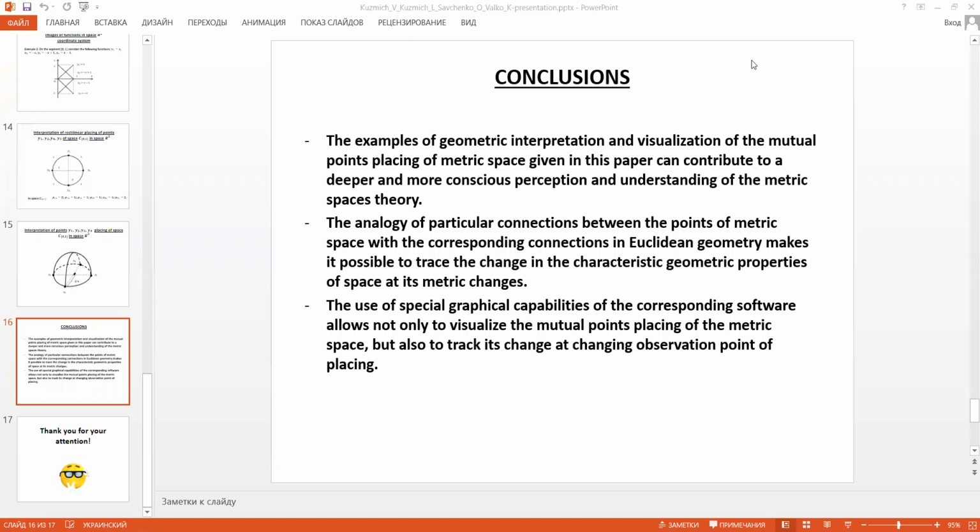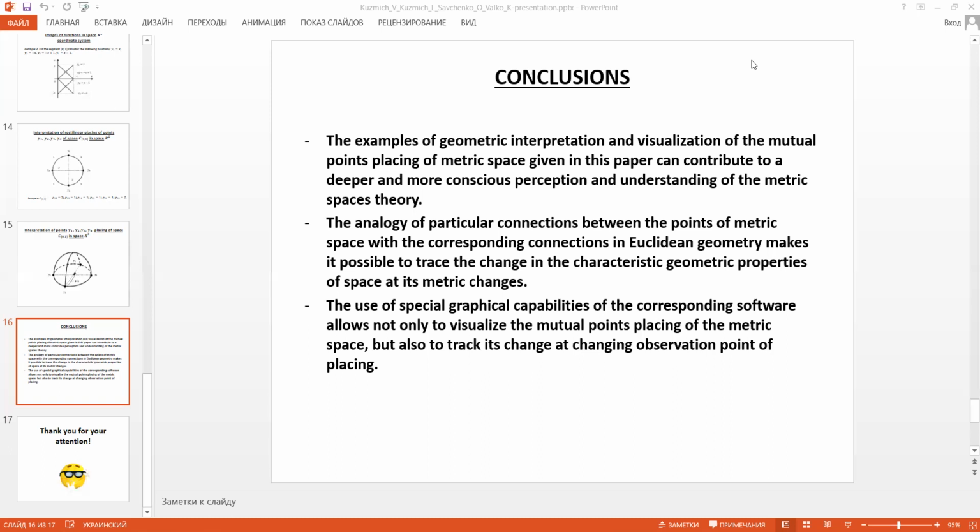Conclusions. The examples of geometric interpretation and visualization of the mutual points placing of metric space given in this paper can contribute to a deeper and more conscious perception and understanding of the metric space theory. The analogy of particular connections between the points of metric space with the corresponding connections in Euclidean geometry makes it possible to trace the change in the characteristics, geometric properties of space at its metric changes.